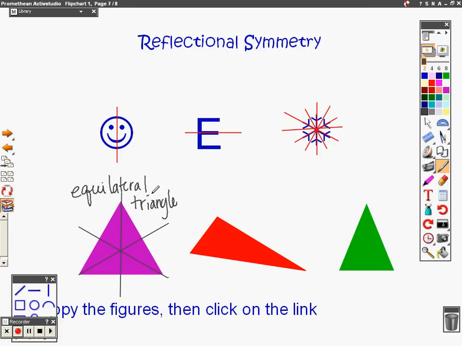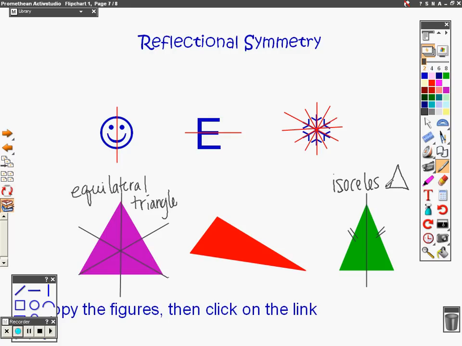Okay, and I'm going to jump over here to the other end. This one only has one line of symmetry. Both sides would be the same. Additionally, I could say that this side is congruent to this side. We call this an isosceles triangle. And many of you know this already.